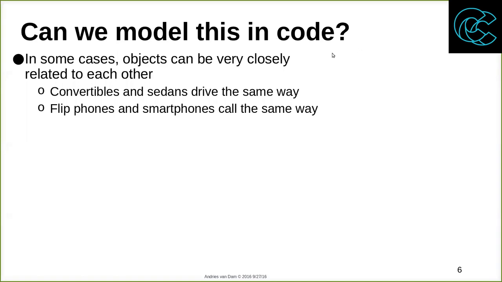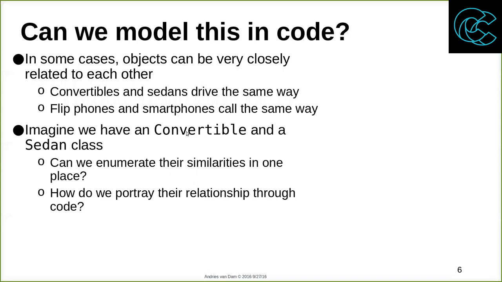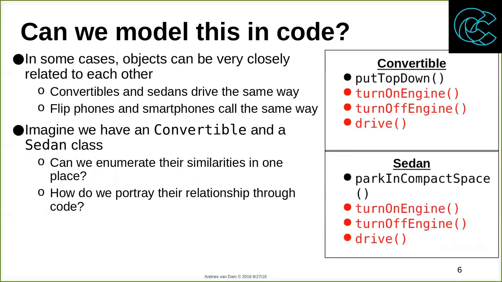Now we have seen some similarities and some differences between these two car models. They drive the same way. And looking at a different example, flip phones and smartphones, both can be used to make calls. Now, how do we portray their relationship, using code, obviously? We know that convertible and sedan are related. There are some differences, and there are also some similarities. So how do we capture this relationship in our object-oriented code? That's the question. Let's discuss a few options.